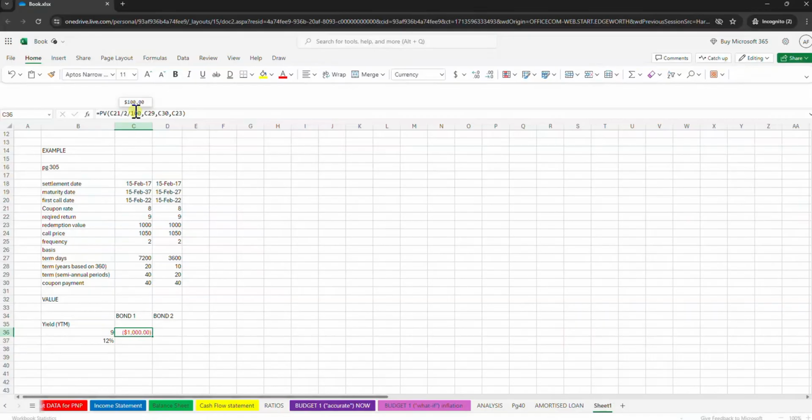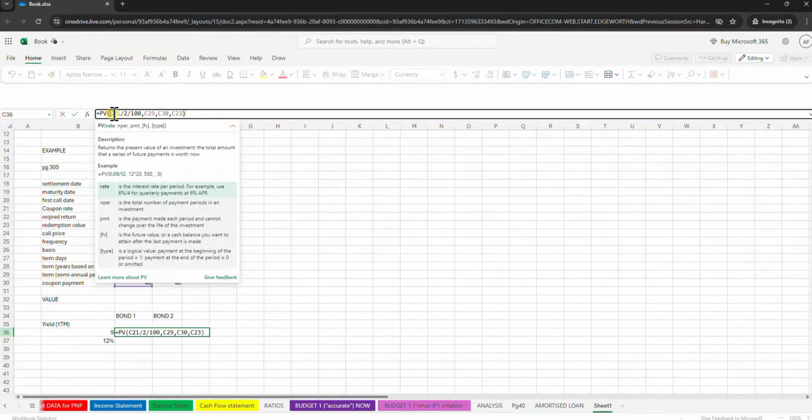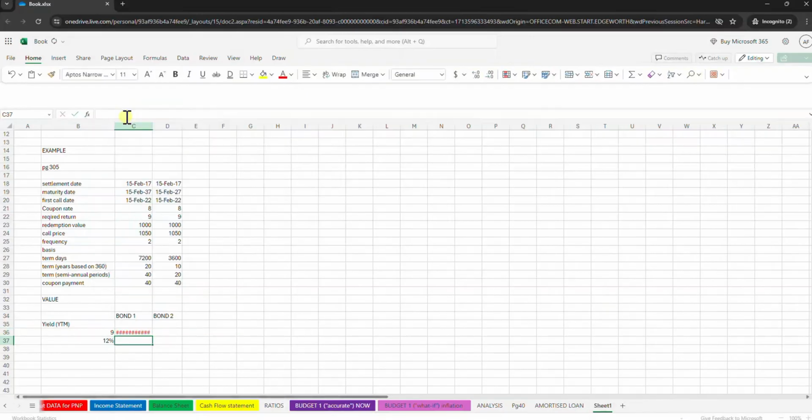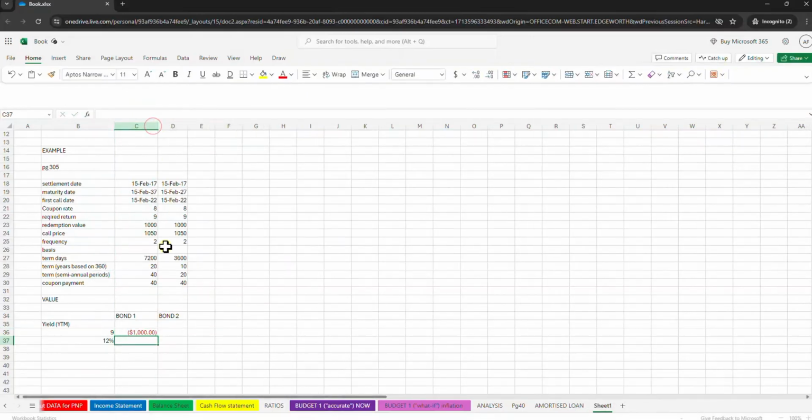Divide by 2, divide by 100. Did that work? I hope that worked. Let's just put an extra bracket in case it didn't. So first divide by 2. So the coupon rate, is it the same as the yield to maturity? No, the yield to maturity is 9%. So what did I put? Oh, I put 8%. That's why.